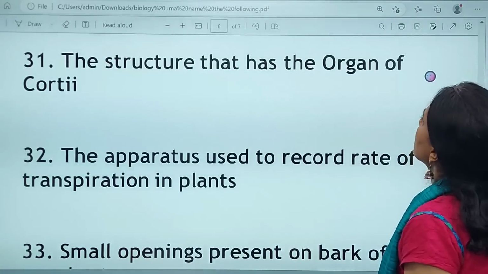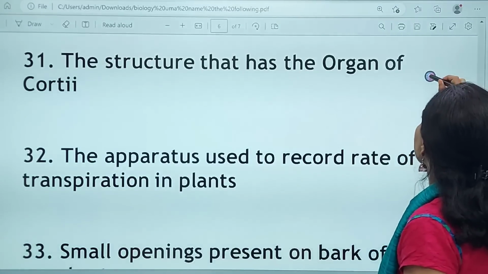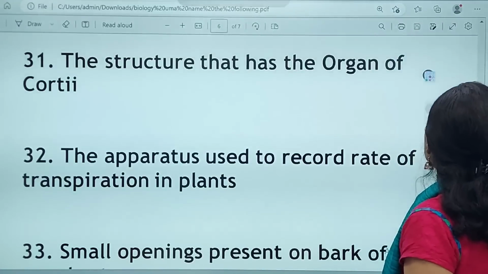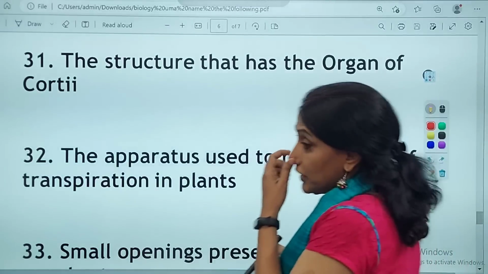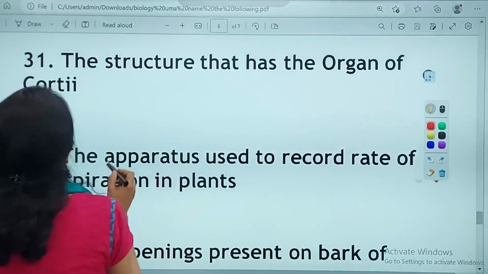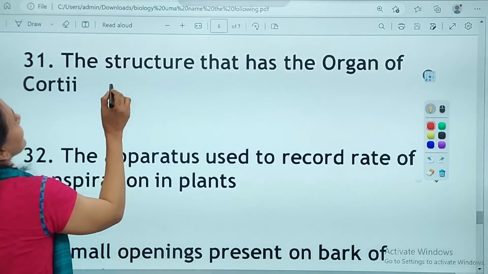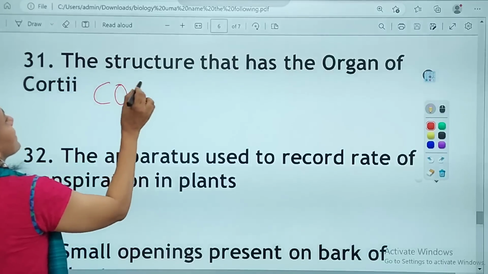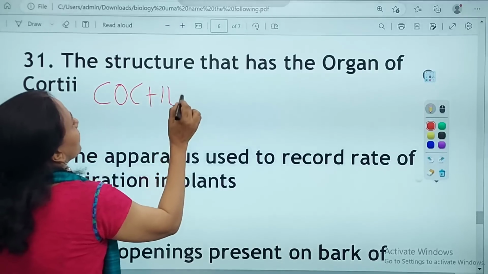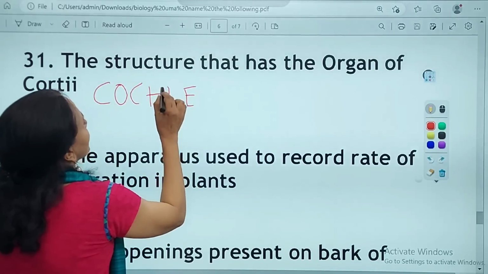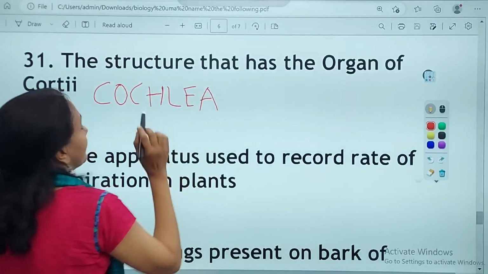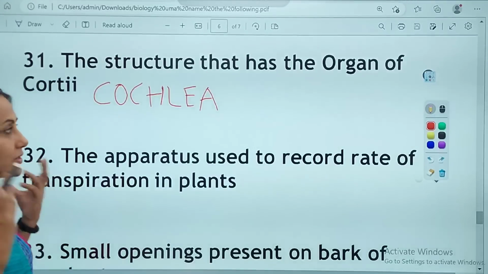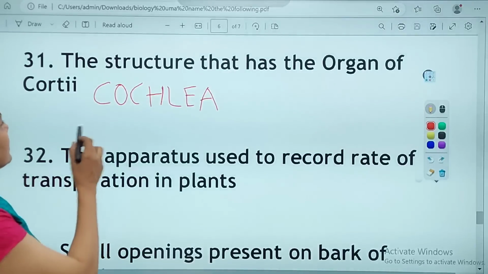Now, the structure that has the organ of Corti. You know what the organ of Corti is? The organ of Corti is something that is present where? Yes, you are right. The answer that you must write is cochlea. Cochlea, as you know, is a shell-like structure which is present in the inner ear and responsible for our auditory senses, audition, meaning hearing. So this is called cochlea.